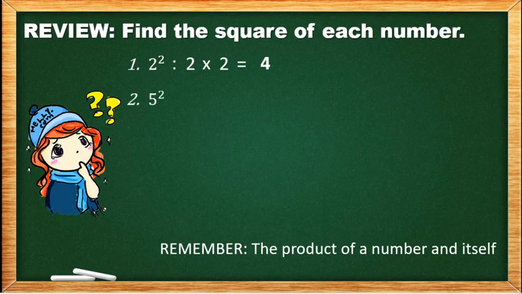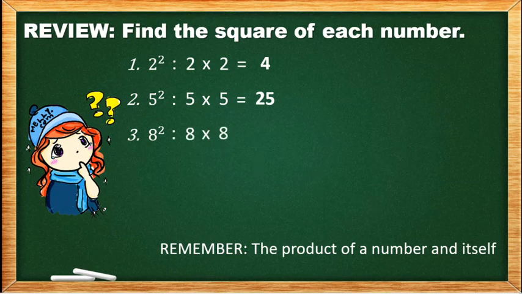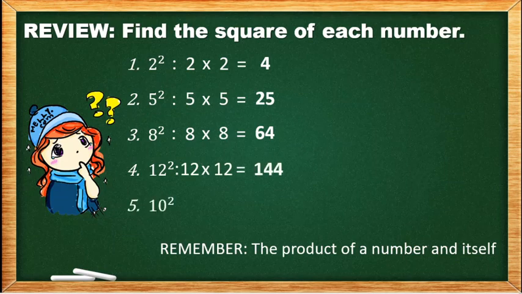Example number 2, 5 squared. 5 squared means 5 times 5, it's equal to 25. Example number 3, 8 squared. 8 times 8, it's equal to 64. Remember, product, we multiply here. And number 4, 12 squared. It is 12 times 12 equals 144. And the last one, 10 squared, it's equal to 10 times 10 equals 100.